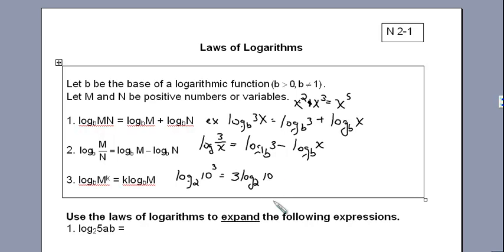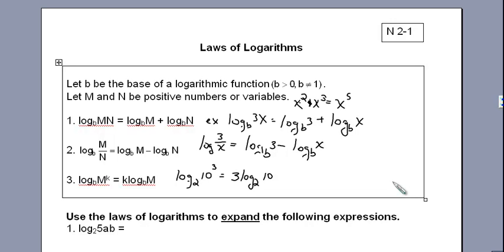And so we're not getting any answers with this section. That's what I want you to understand. We're only getting the expansion of a logarithmic expression. We're taking a single log expression and expanding it as much as we can. So let's work a few examples.